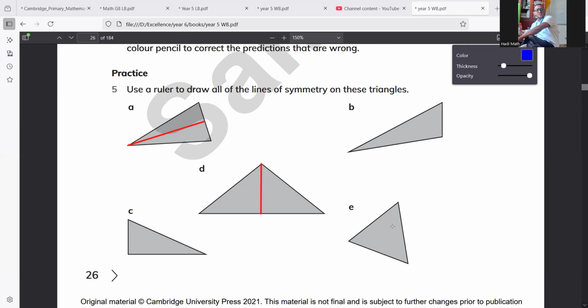This one is equilateral. You can draw three lines of symmetry. One of them is over here, from here, and you go to the middle or to the midpoint. Another one is from here, and you go to the midpoint.